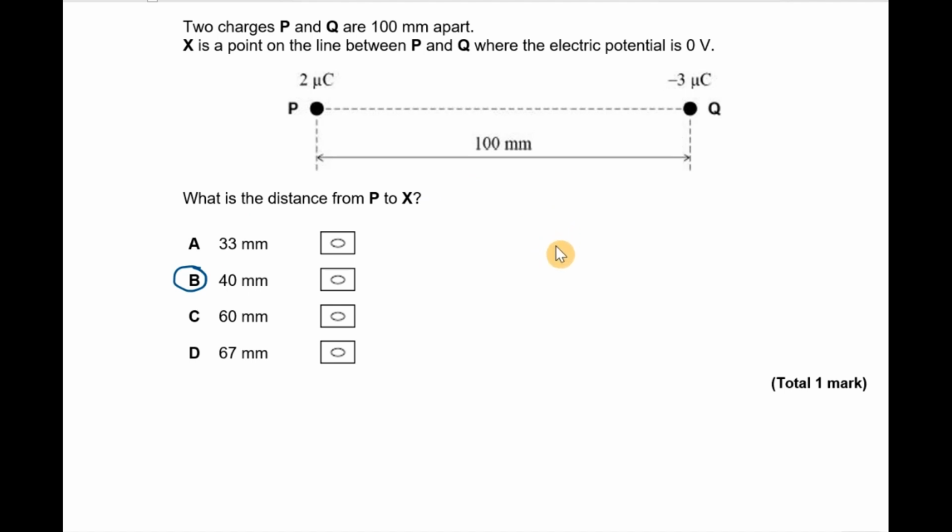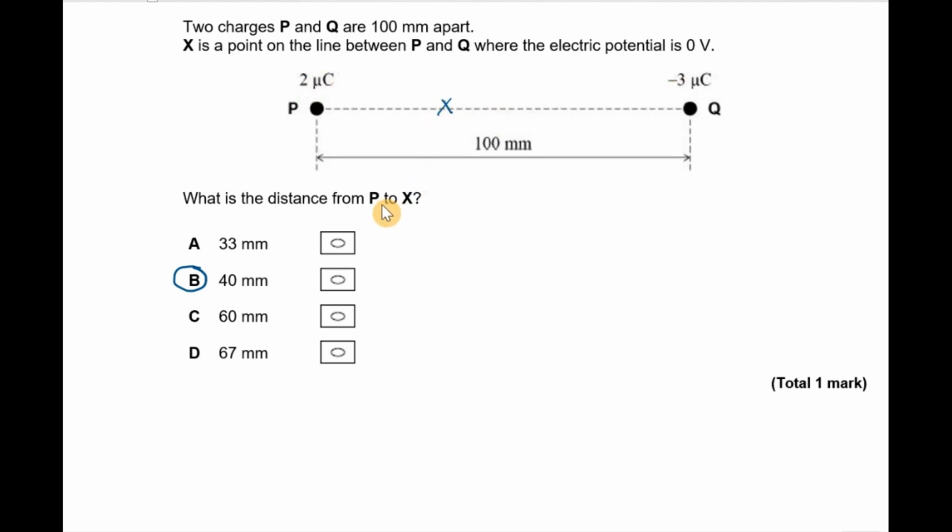So, we've got two charges, P and Q, and they're separated by a distance of 100 millimeters. X is a point on the line between P and Q where the electric potential is 0. So electric potential will be 0 where the potential from this 2 microcoulomb charge is equal in magnitude to the potential from this 3 microcoulomb charge. Because 3 microcoulombs is a larger charge in magnitude, that point is going to be closer to the 2 microcoulomb charge. And we're trying to find that position where these two potentials are the same.